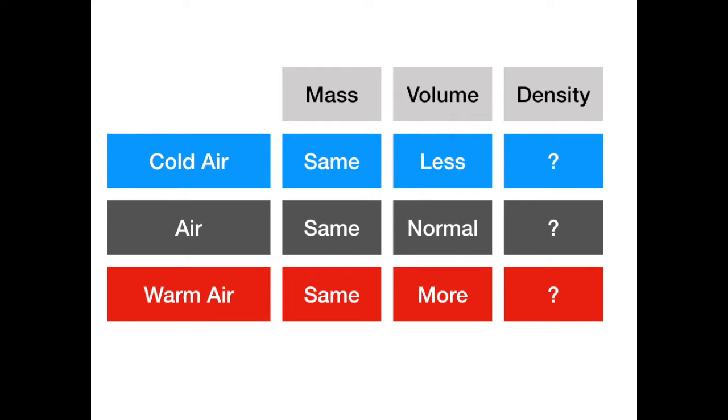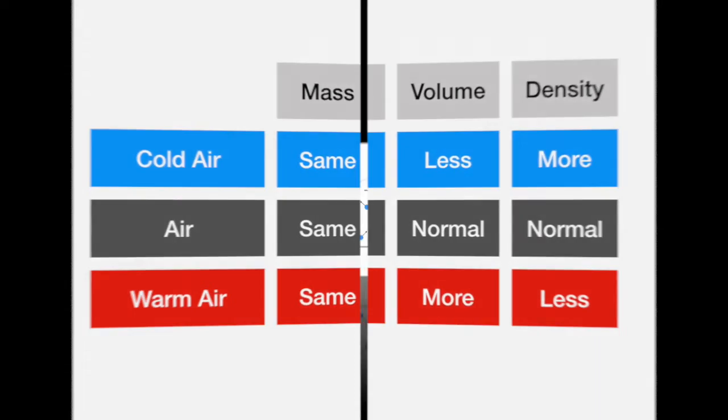After heating the bottle, the volume increased. We have more volume. On the other hand, when we cool the bottle, the volume decreases. We have less volume in the bottle. If we have more volume when the air is warm, that means we have less density, because the mass divided by the volume would be a smaller number. On the other hand, cold air has less volume, so it has more density.